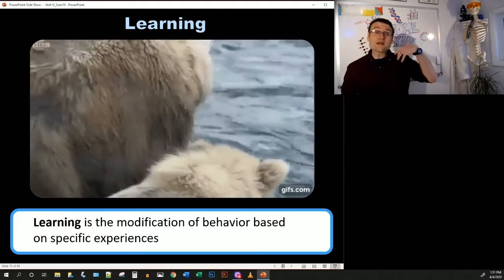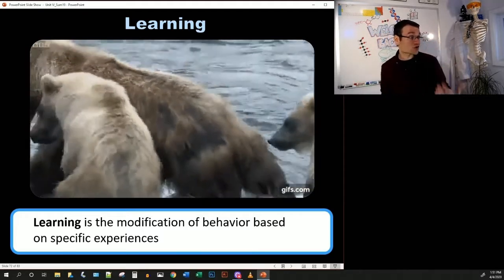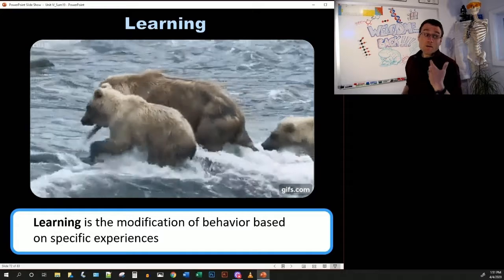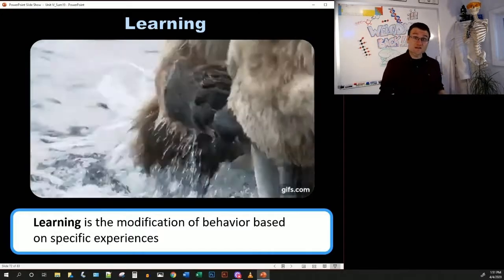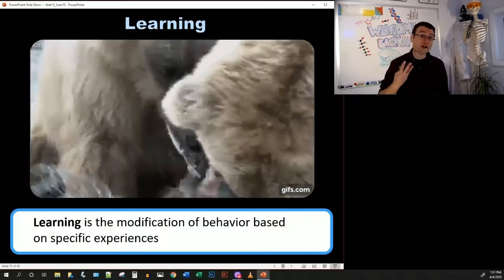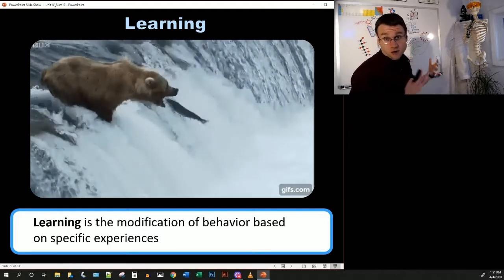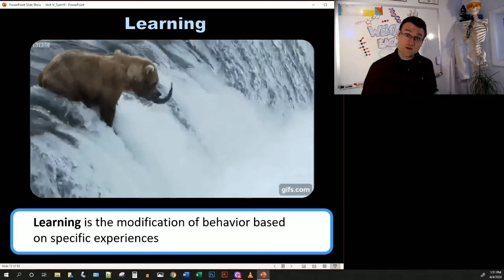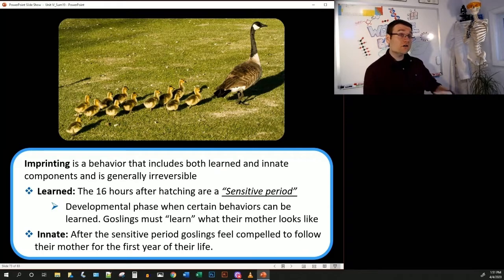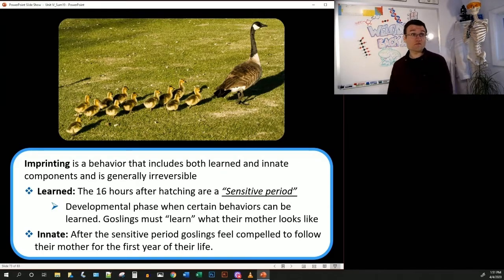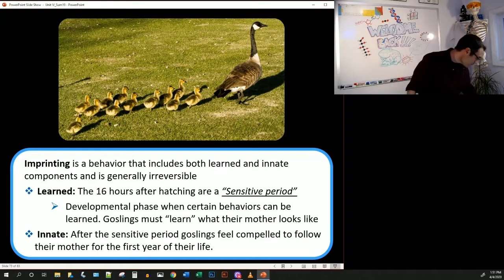So learning is a situation where you modify your behavior based on your experiences. In this case, these cubs are modifying their hunting behavior based on their observations of their mother, based on their experiences. Just like we talked about different categories of innate behaviors, we have different categories of learned behavior. So we're going to start out with imprinting.